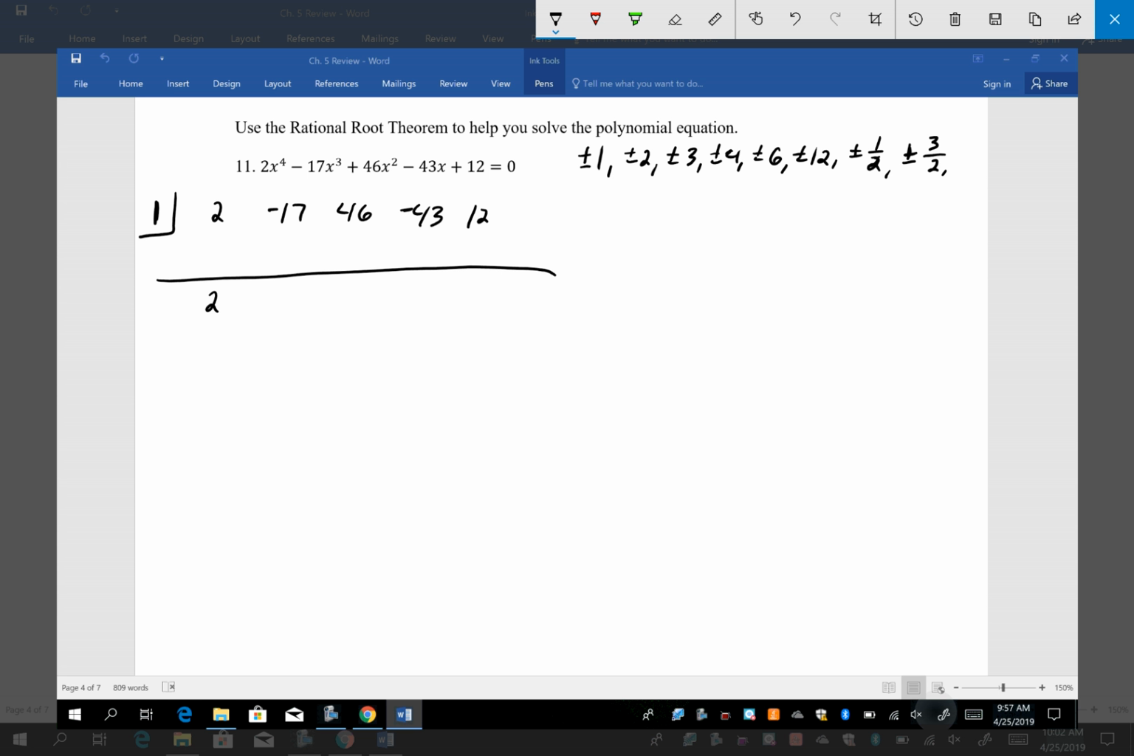Bring down the 2. 2 times 1 is 2. That's negative 15. That's negative 15. That's 31. That's 31. Oh my gosh, guys. It worked. The first one. Woo! Okay, but that's not how it's presented, knowing you.